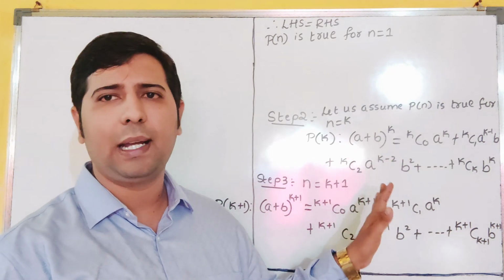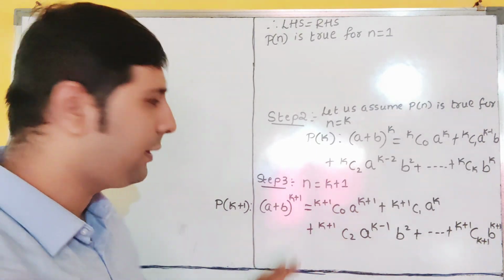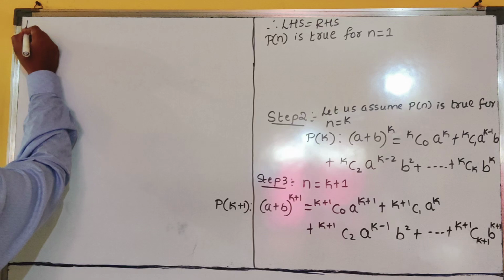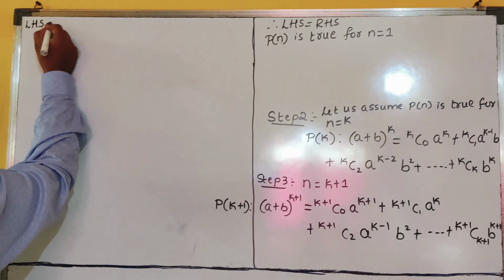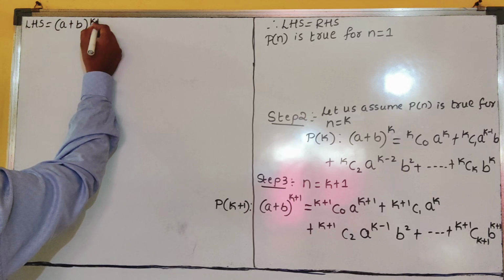Step 2 everyone will write. I know that. Step 1 and step 2. Step 3 is very, very important, dear students. Now see here how I can do. So now consider your LHS. LHS is what? a plus b raised to k plus 1.